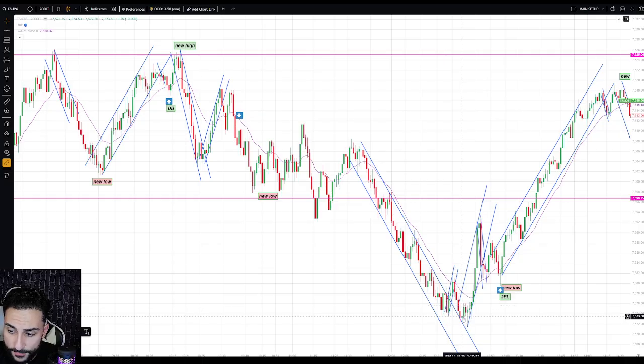Once that plays out and you have a strong push higher, this usually indicates a reversal is occurring and you can capitalize on long opportunities.